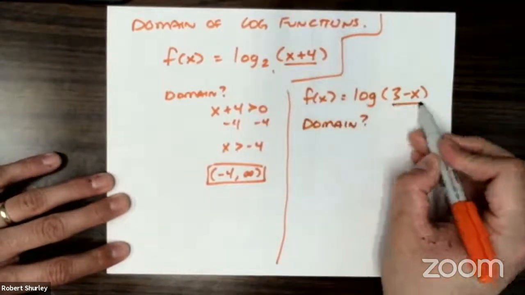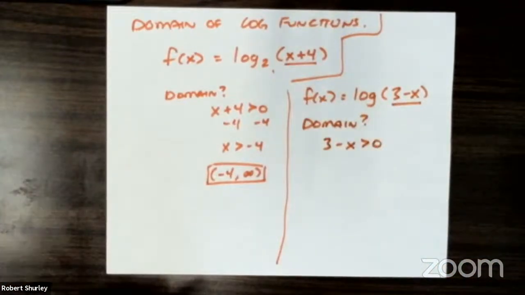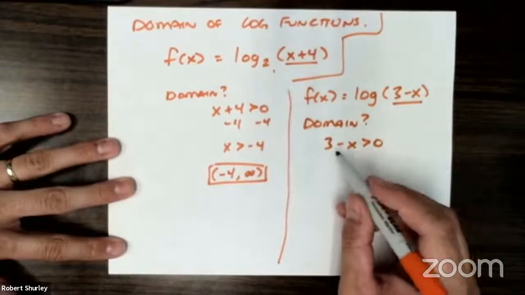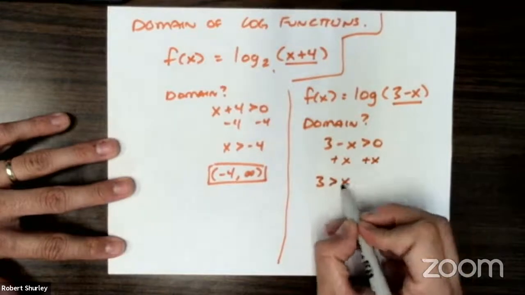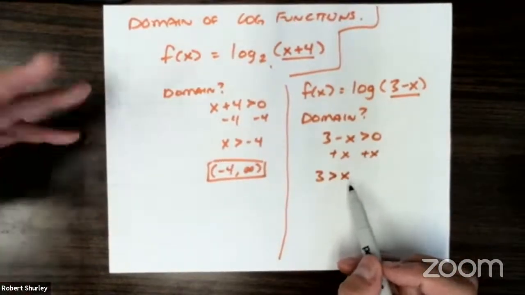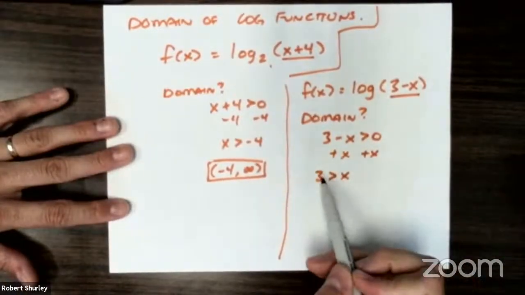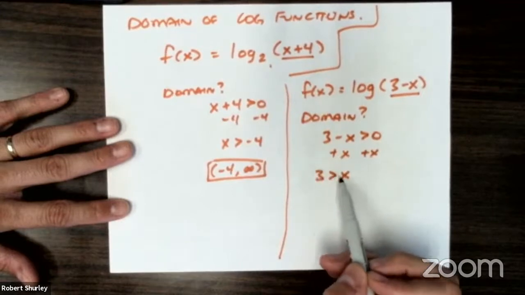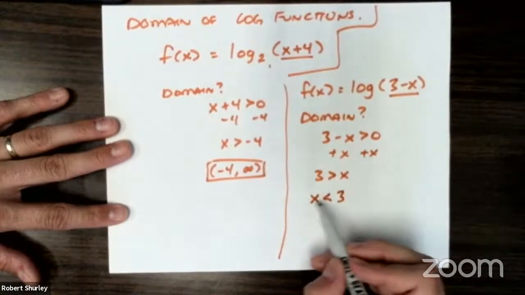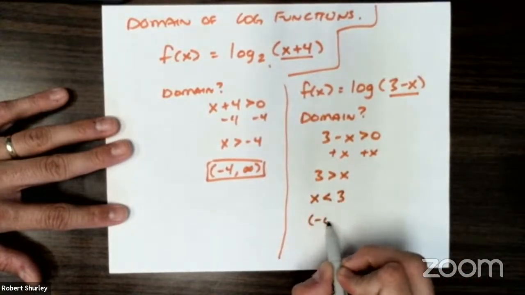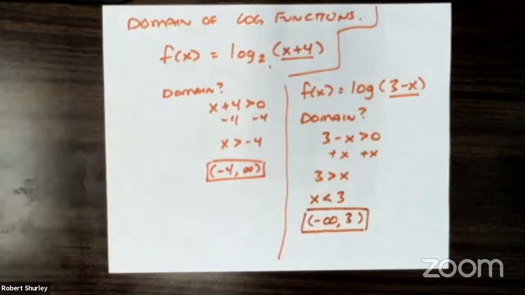The domain says whatever's inside here, we have to put greater than 0. So if we want to solve this one, we can move the x over. We get 3 is greater than x. To make this one make sense, you have to put the x on the other side, so you can flip these, as long as the open side stays on the open side and the closed side for the closed side. So this is the same as x is less than 3. If I'm going to write this one out, it would be negative infinity to 3. So that would be my domain.